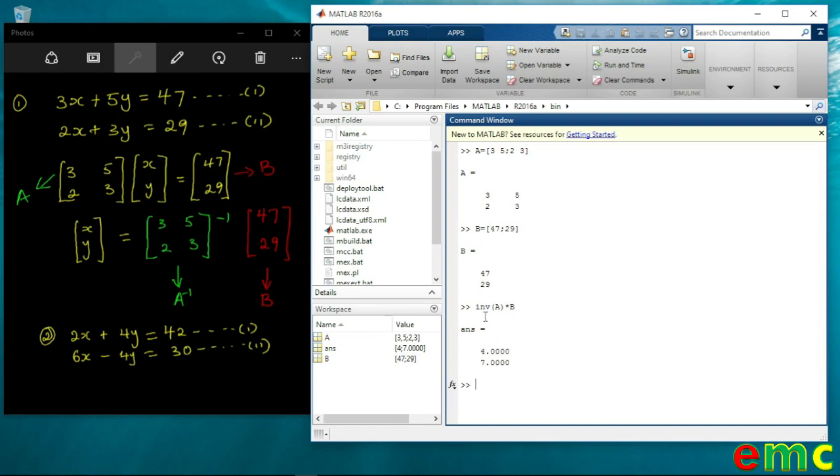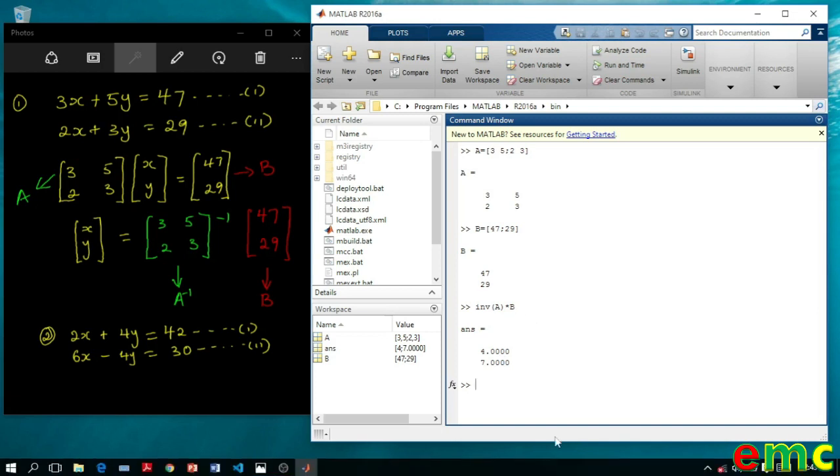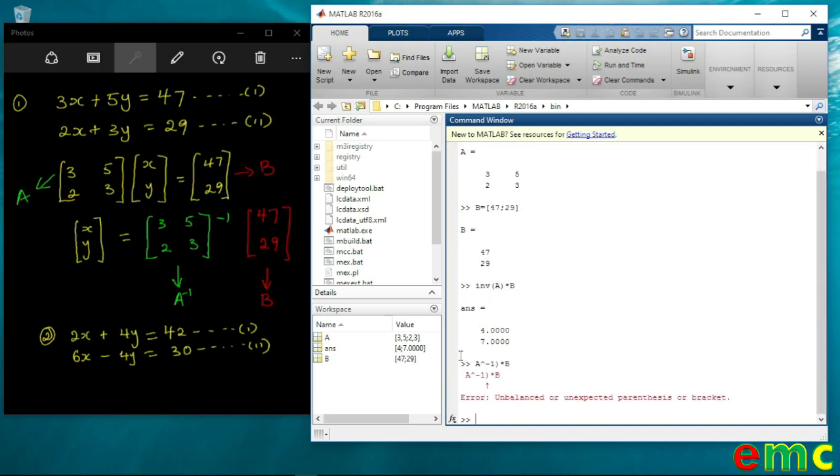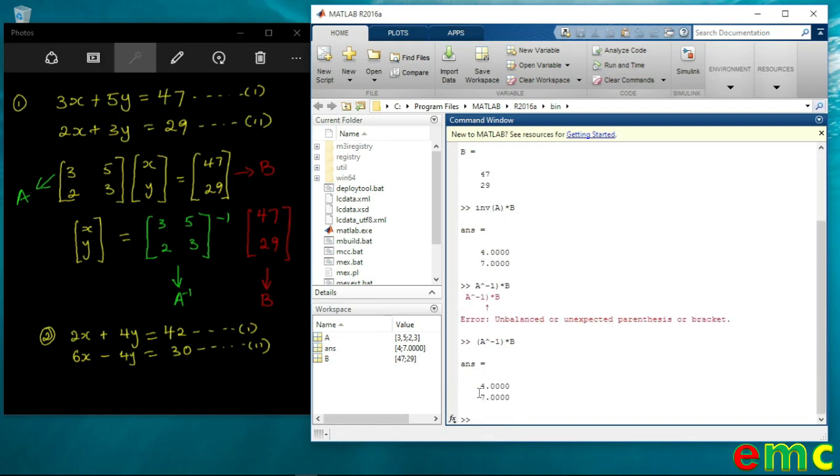Another way of typing inverse of A multiplied by B is by typing A raised to the power of -1, then multiply by B. Oh sorry, I am supposed to put this in brackets. So I have A raised to the power of -1, then multiply by B. So we have x to be 4 and y to be 7.